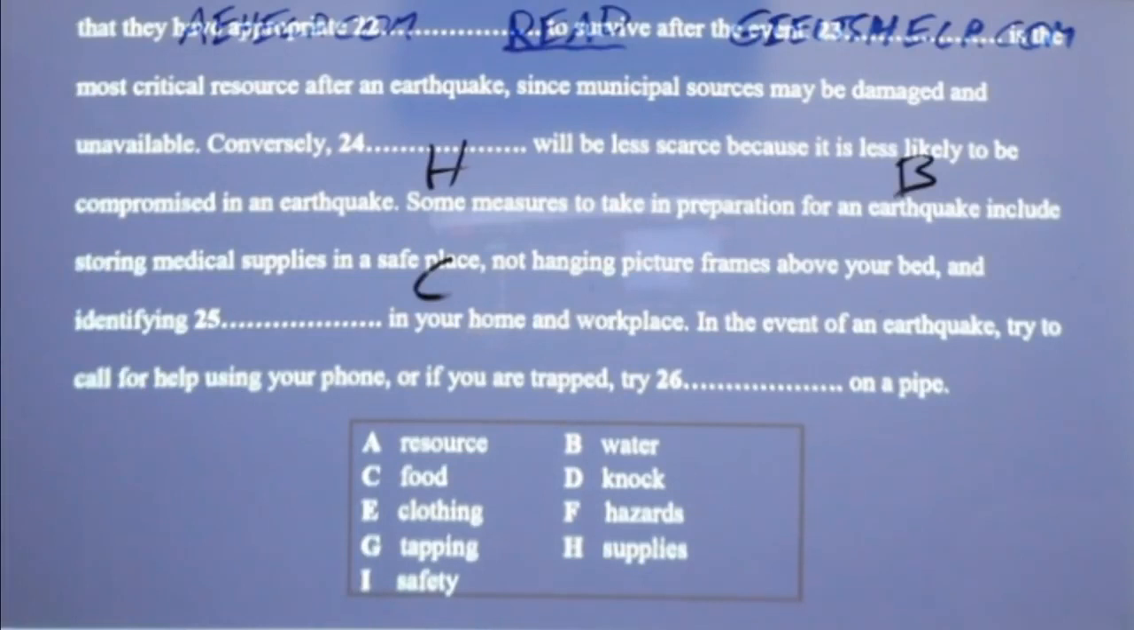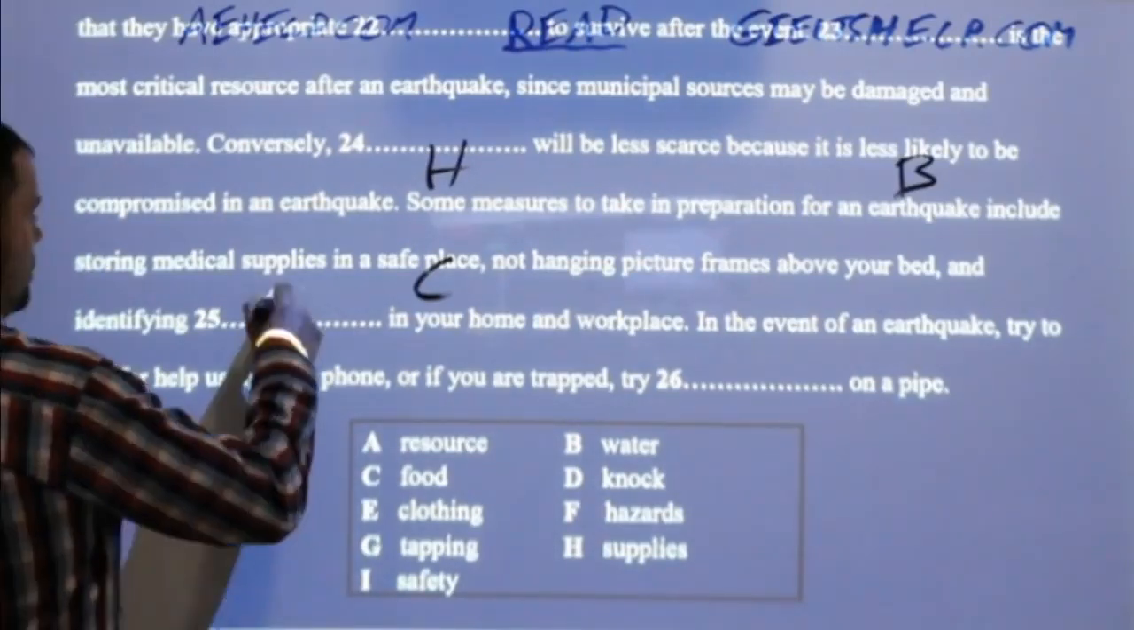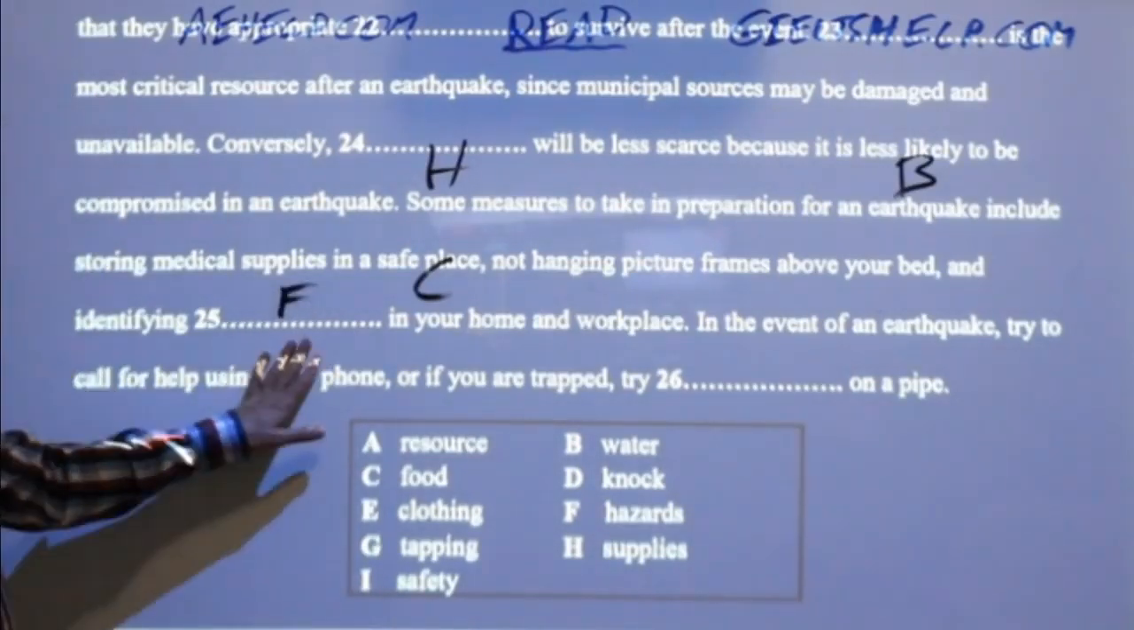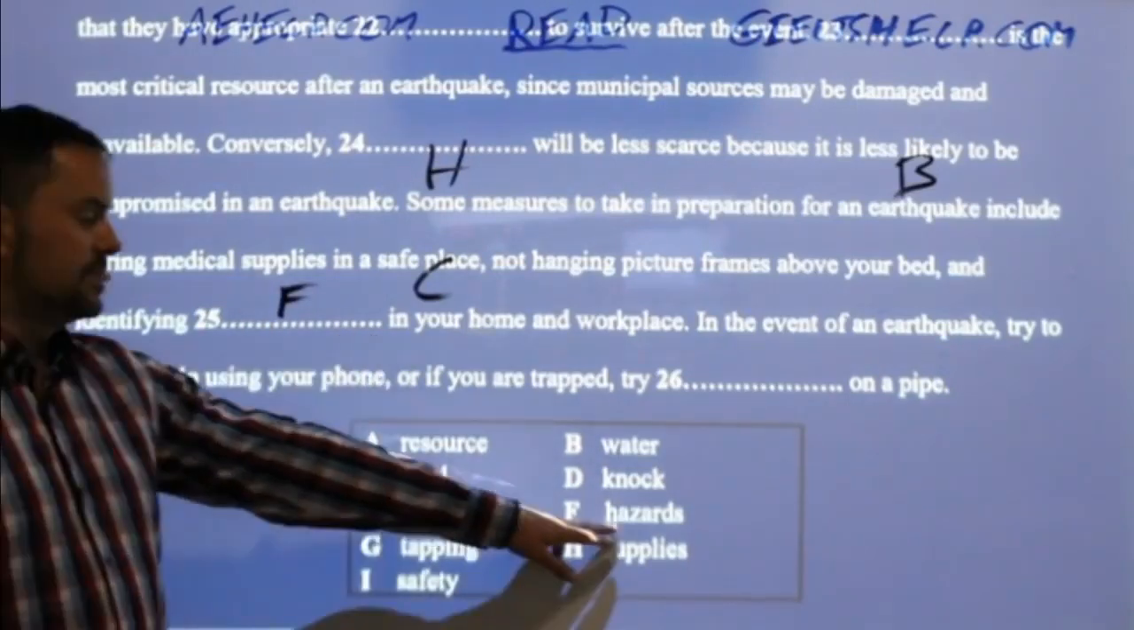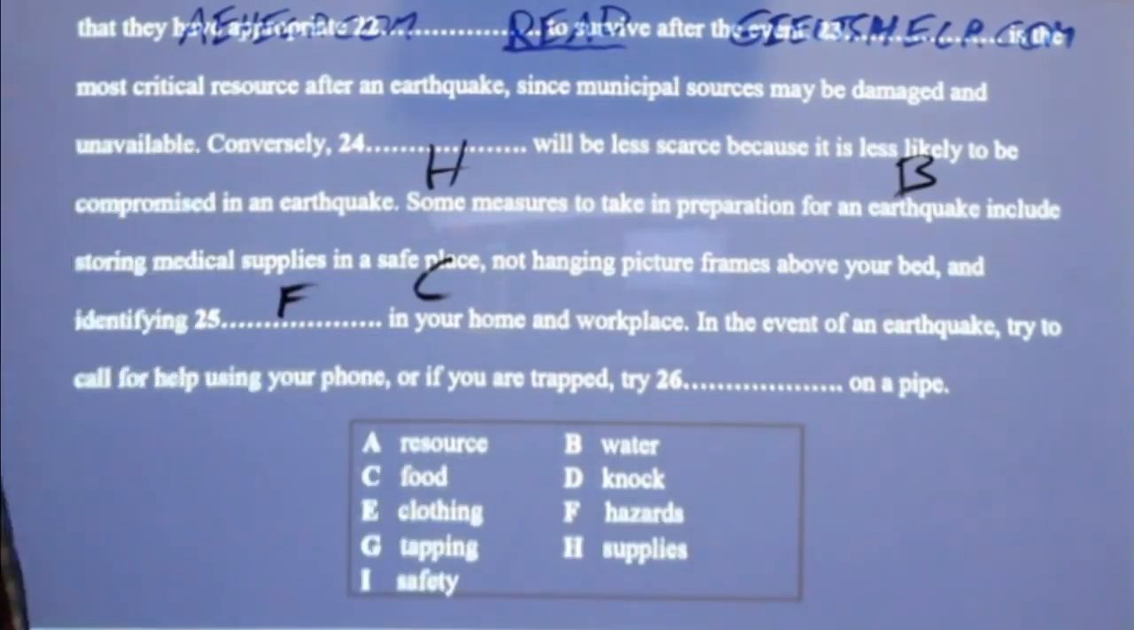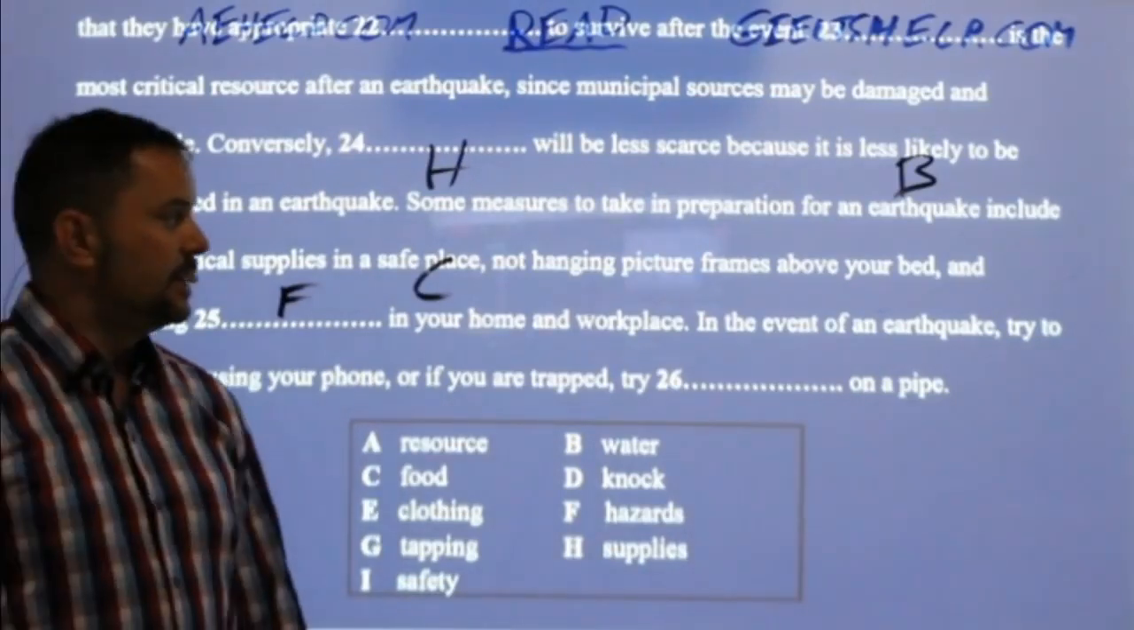Okay. Amarjeet says it's got to be hazards, and you're right, Amarjeet. So that one's hazards. So dangers. Okay, hazards is another way to say dangers. Like don't stand next to your gas oven in case of an earthquake.